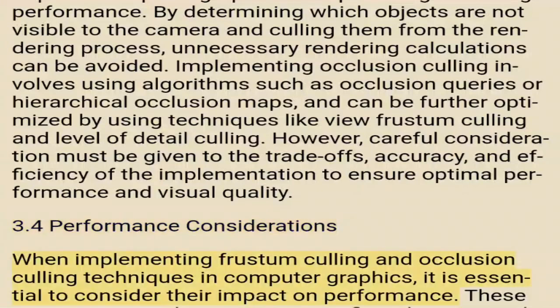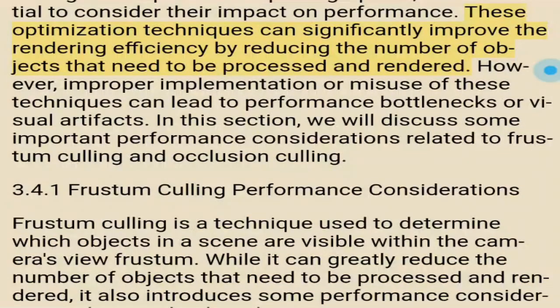When implementing frustum culling and occlusion culling techniques in computer graphics, it is essential to consider their impact on performance. These optimization techniques can significantly improve the rendering efficiency by reducing the number of objects that need to be processed and rendered. However, improper implementation or misuse of these techniques can lead to performance bottlenecks or visual artifacts. In this section, we will discuss some important performance considerations related to frustum culling and occlusion culling.